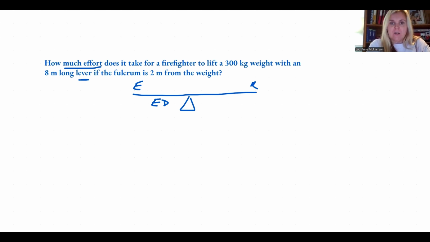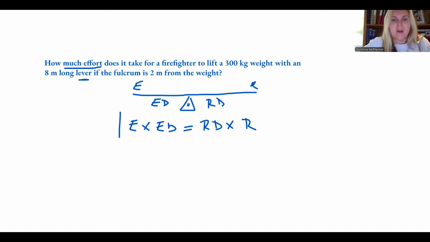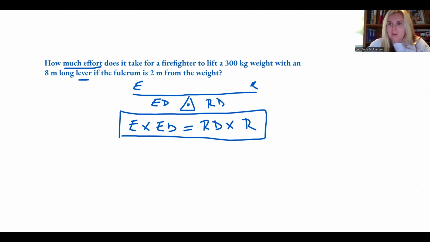So there is your formula. Effort times effort distance equals resistance distance times resistance. It might be different than what you were used to in your test preparation materials, but I like this formula the best because it is right in the diagram and you don't really have to think about it as long as you're drawing your diagrams out. Okay, so there's your formula for the lever, and this formula will help you determine effort and resistance depending on what your question is asking for.